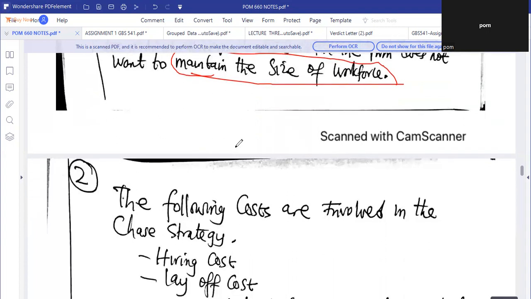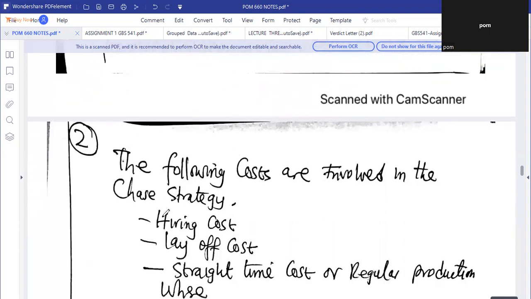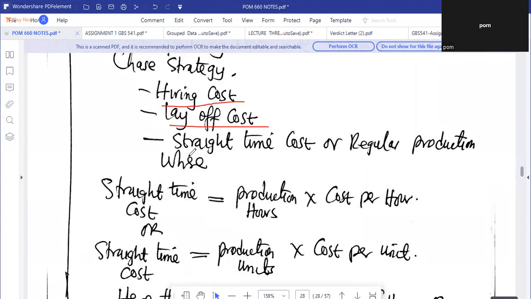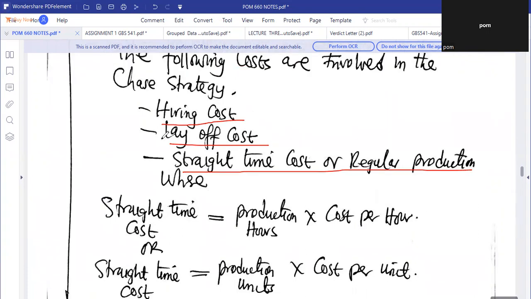All right, so now, the following costs are involved in the chase strategy. We have hiring costs. There are only three costs: the hiring cost, the layoff cost, and the straight time cost. So these are the three major costs of the chase strategy.